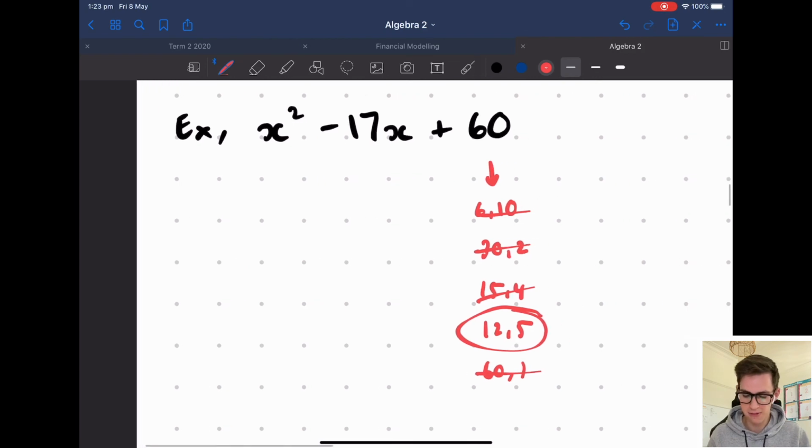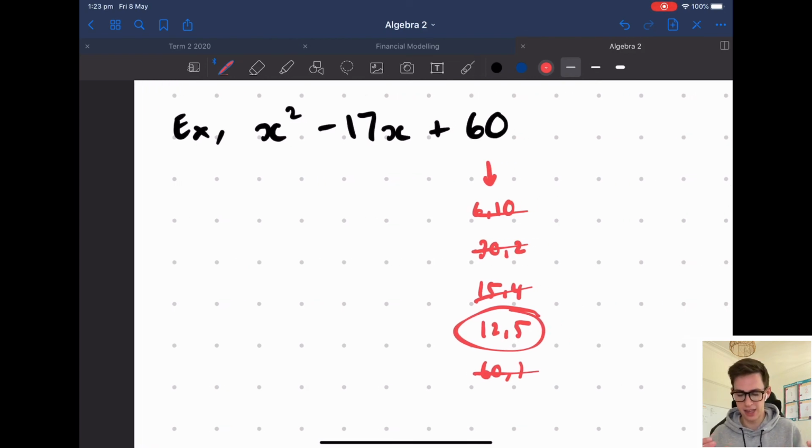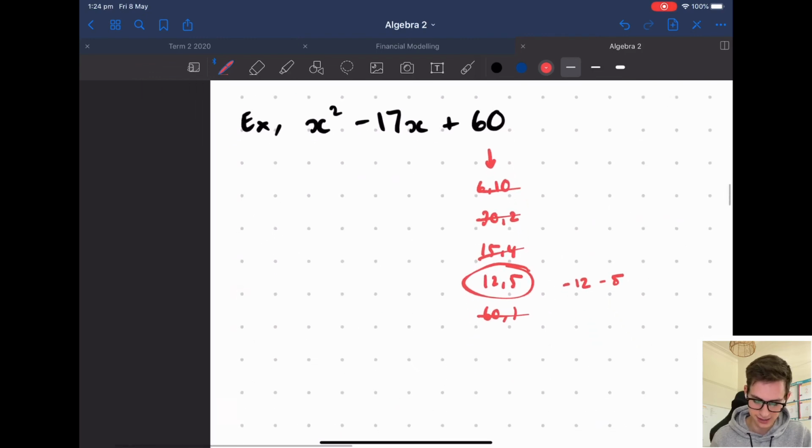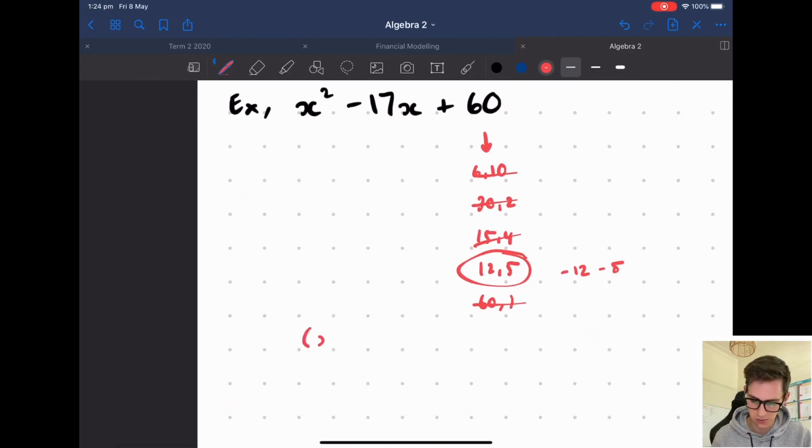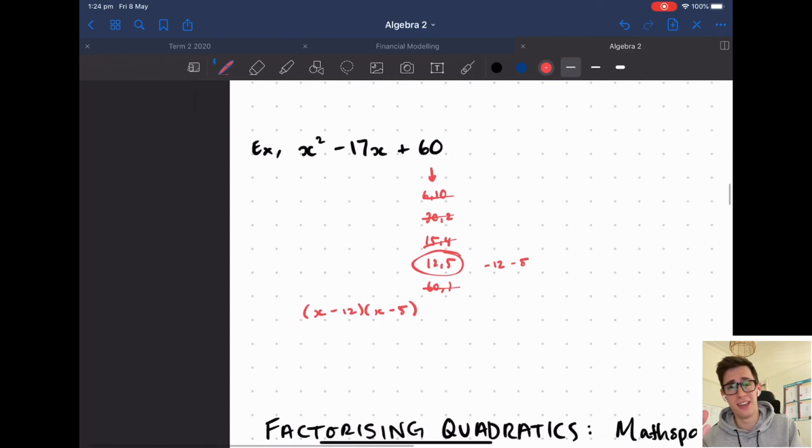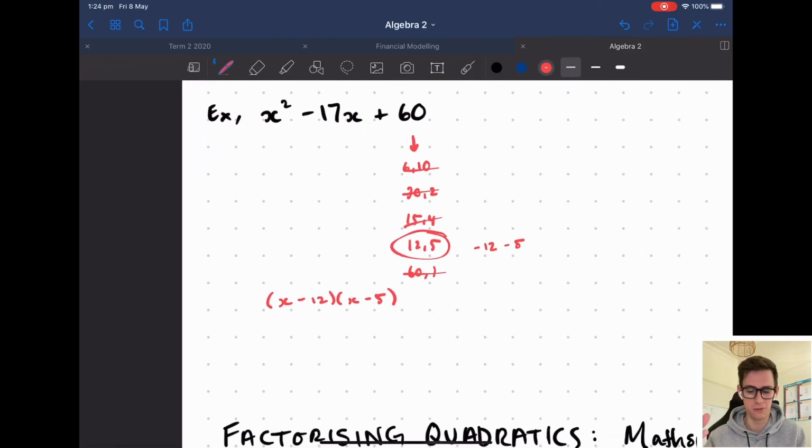But 12 and 5, I can get 17 by adding them together. So I can do negative 12, negative 5 to get negative 17. Okay, so that's going to be my answer, negative 12 and negative 5. So that's as hard as it gets in terms of finding factors. You just got to list them out and then just trial and error, go through it. There is no better answer, really. You'll just get more confident.